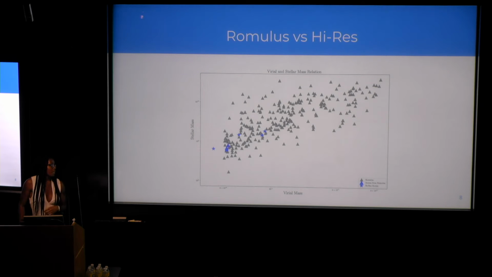So the blue triangles that you see are virial and stellar mass ratios from Romulus, and the stars are the zooms. And as you can see, the stars from the zooms are higher in virial mass and stellar mass because it was able to pick up those smaller stars that Romulus probably wouldn't be able to find or locate because they are so small. So basically, this is just a confirmation that what we wanted to get out of our high resolution zooms, we are actually getting.